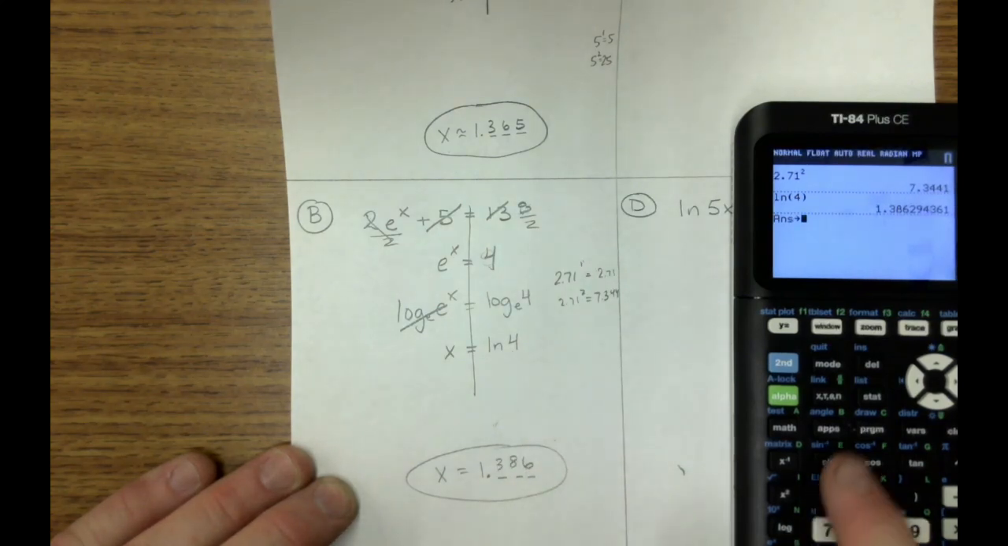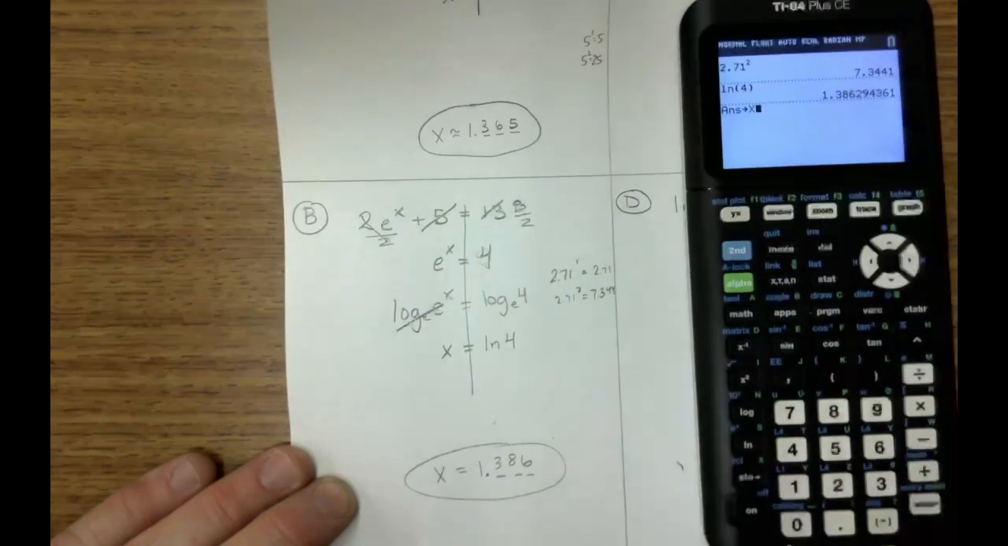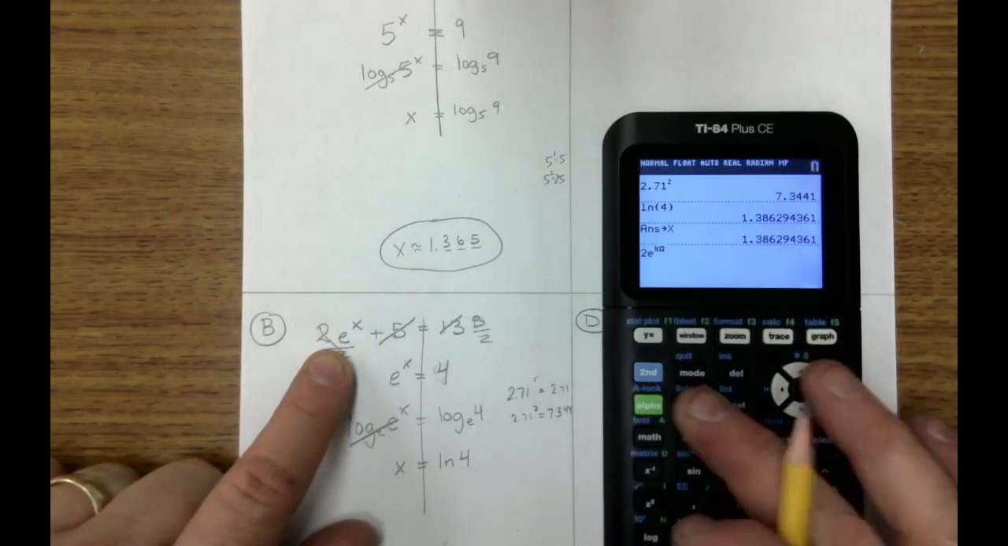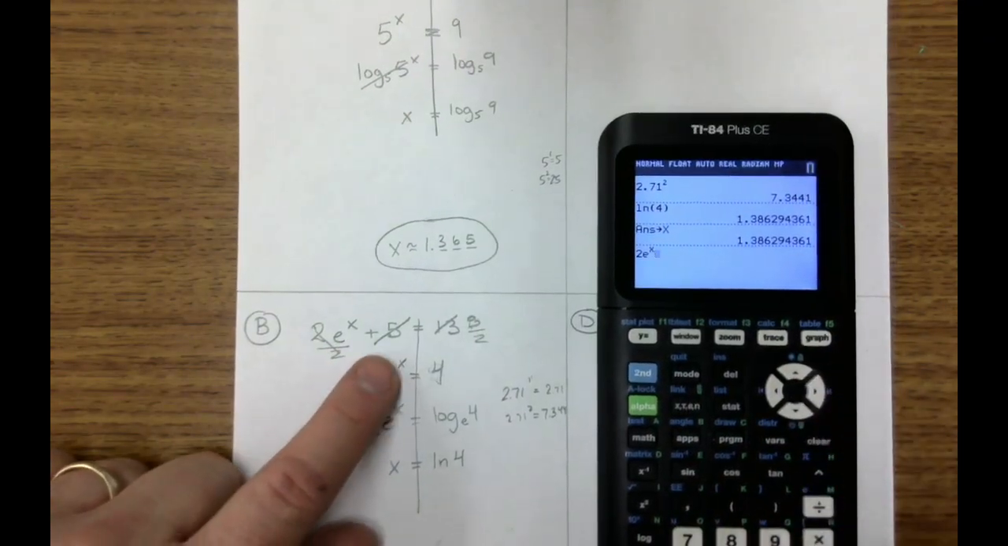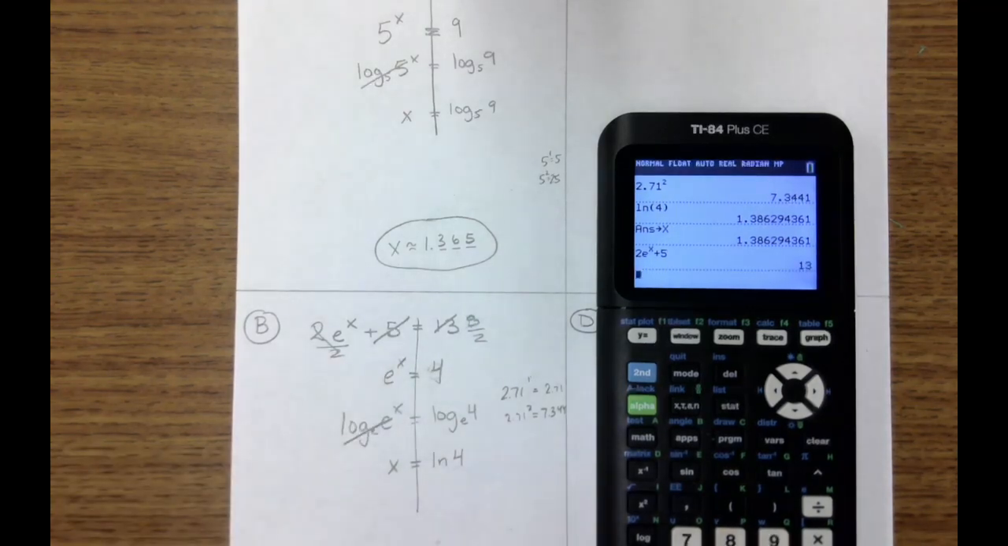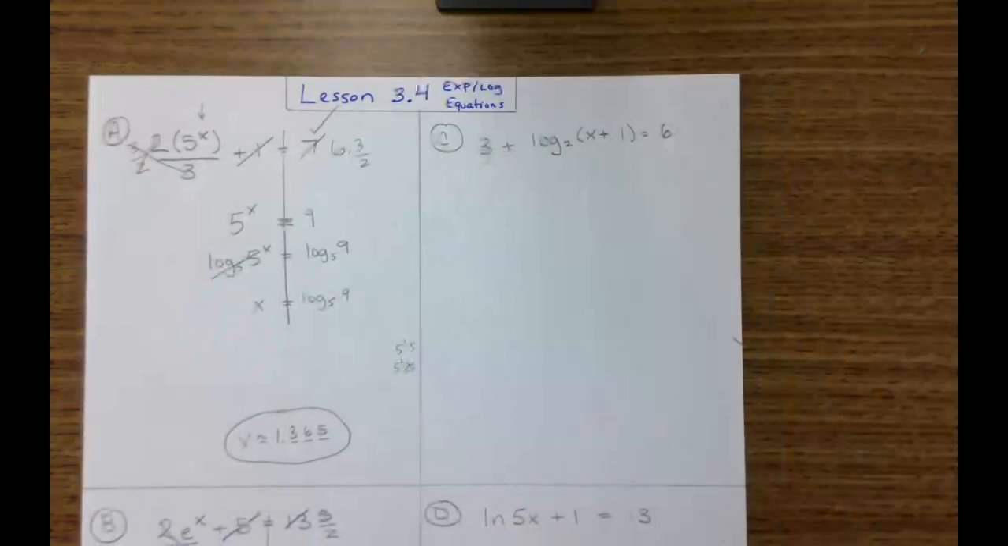Again, let's store that into x. I've stored that into x, and let's check this math. 2 e to the x plus 5 is 13.